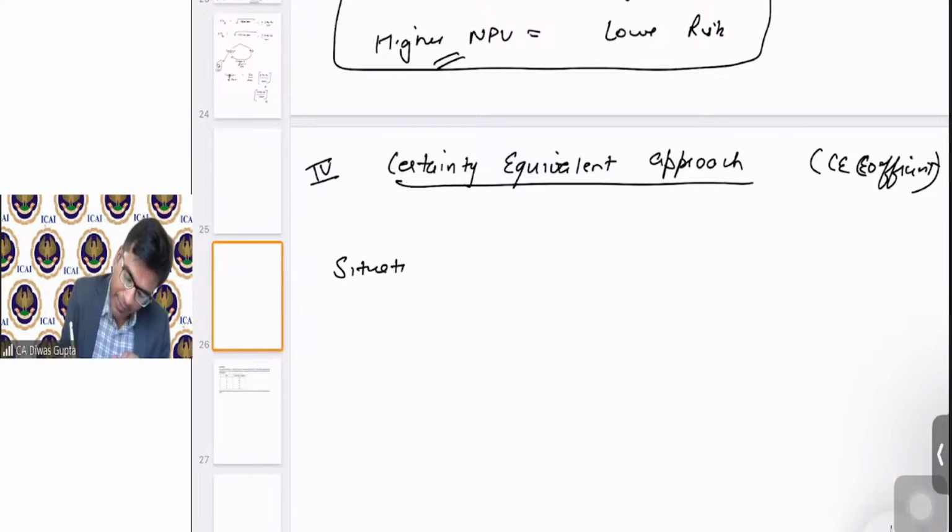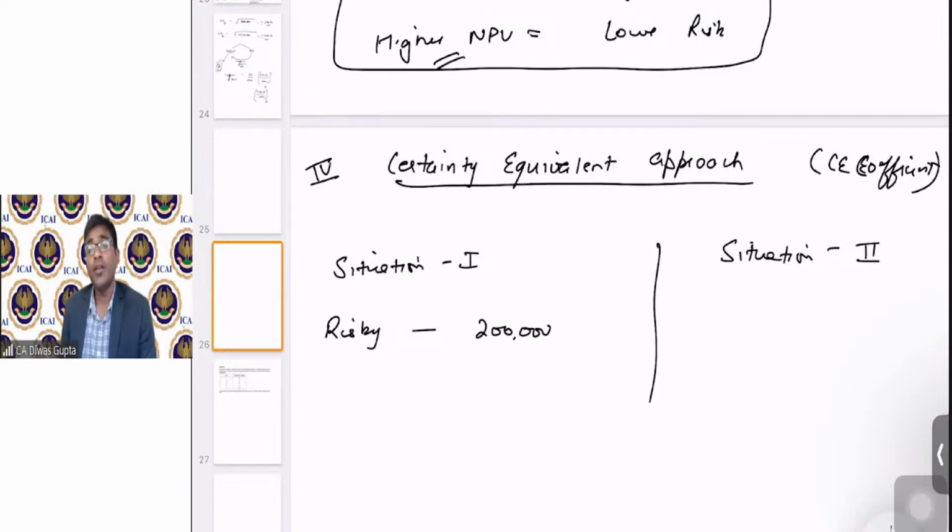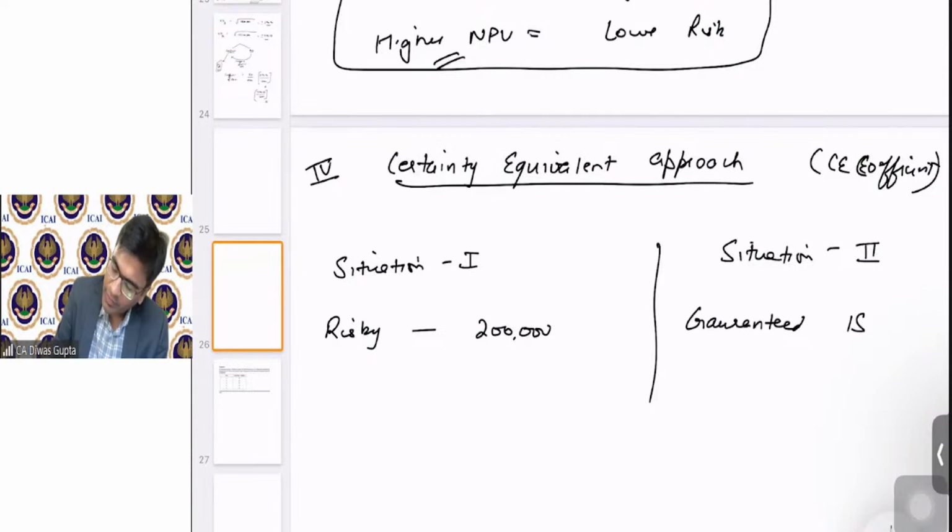Okay. Now, what does the certainty equivalent approach say? In this also, I am taking two situations just to compare and then build the concept. Situation one says that for the particular project, there is a risky cash flow of rupees 2 lakhs. For the same project, situation two says that the guaranteed cash flow will be 1,50,000.